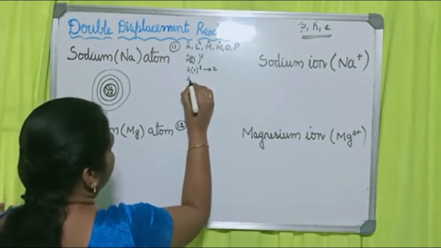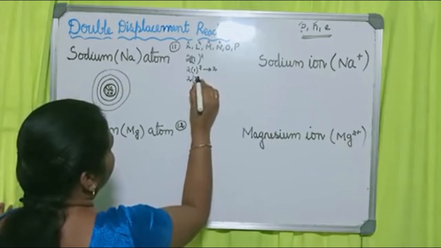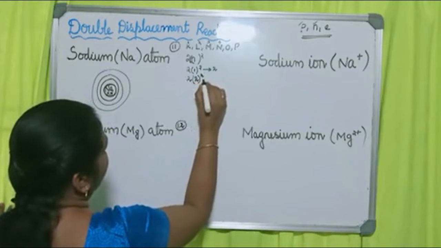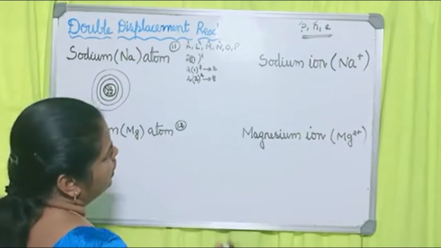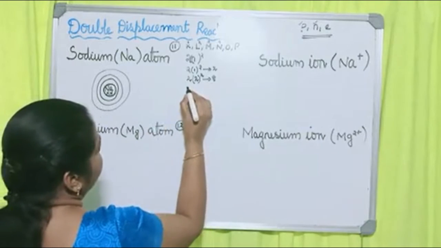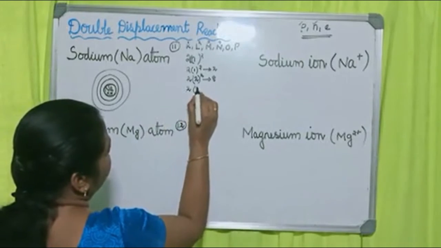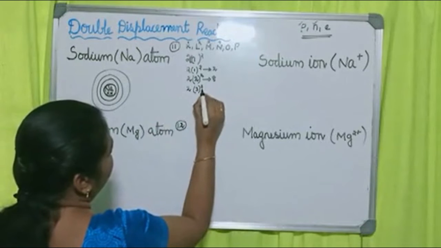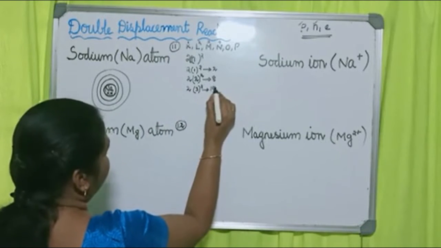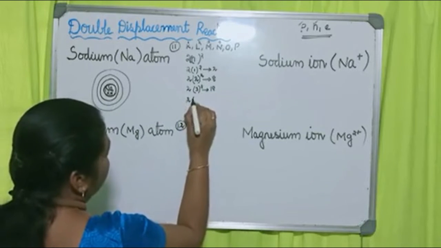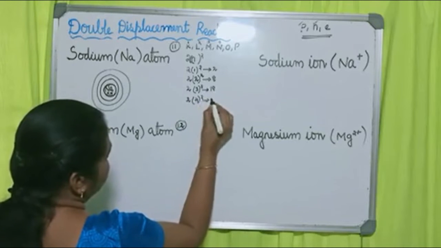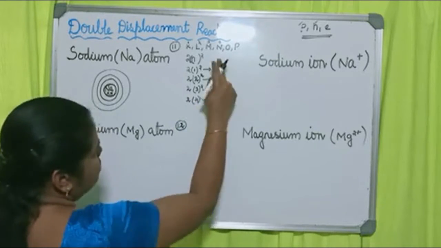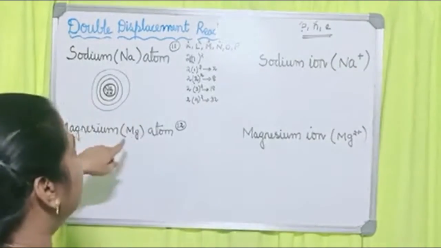Then the next shell is the L shell, the second shell. So 4 2s are 8. In the second shell, we can have 8 electrons. In the third shell, 9 2s are 18. In the fourth shell, we will be having 4 4s are 16, 16 2s are 32. This is how electrons will be arranged.